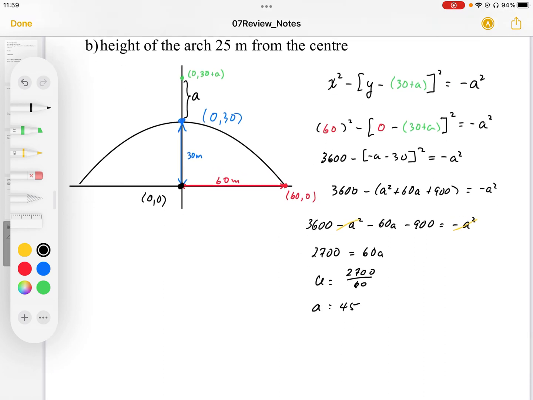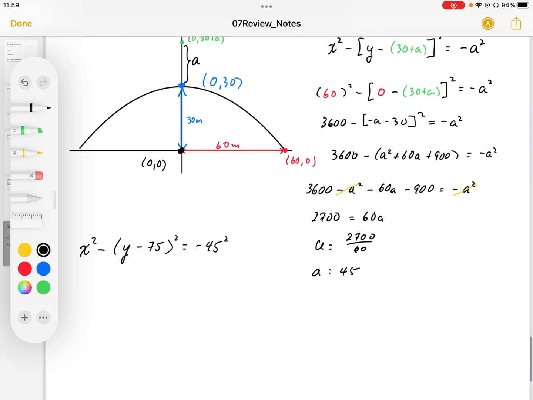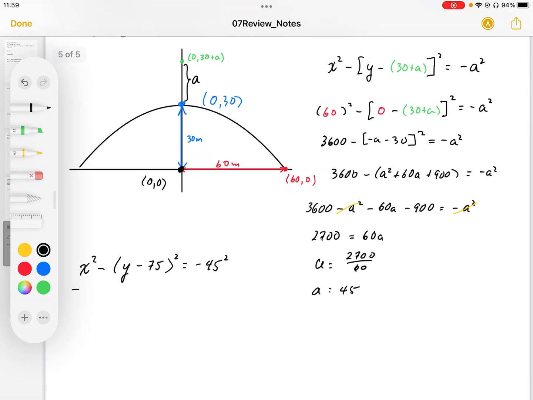So for part A, I'm going to end up with x squared minus y minus, well, 30 plus a is going to end up being 75, so y minus 75, all squared. So the location of that green dot is going to be at 0, 75. And that's going to be equal to negative 45 squared. So there's my equation. I'm just going to put a box around this. So that's part A.